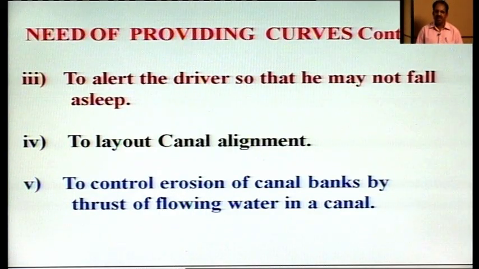For the construction of a new canal and for making an alignment, we use curves. Fifth one is to control erosion of canals. To control erosion of canal banks by thrust of flowing water in a canal. So, if we provide curves on the canal, the erosion of the canal banks can be prevented, because flowing water of the canal has a great thrust, and to prevent that we provide curves.